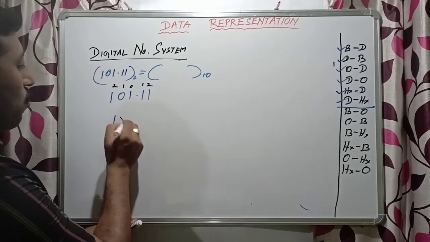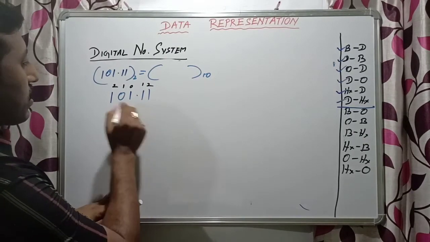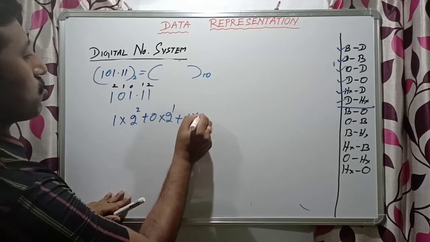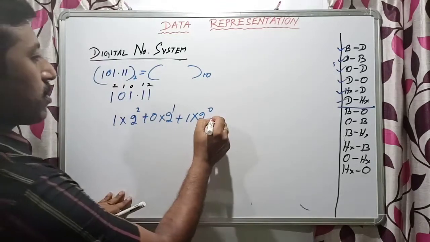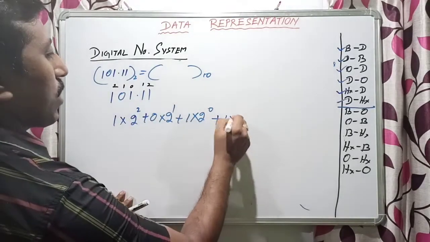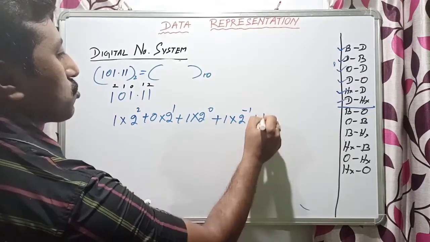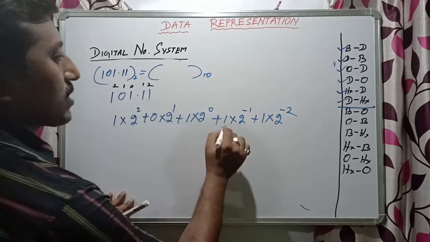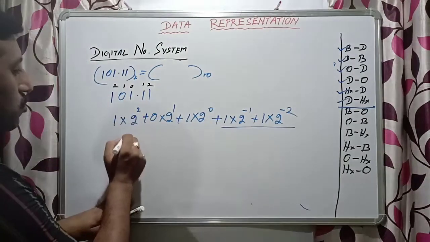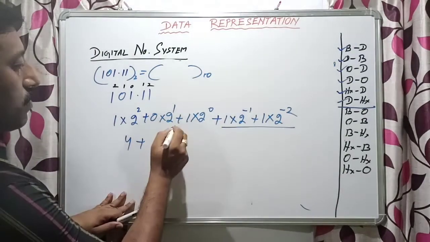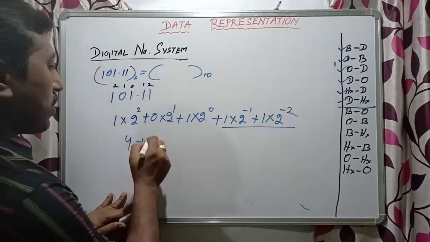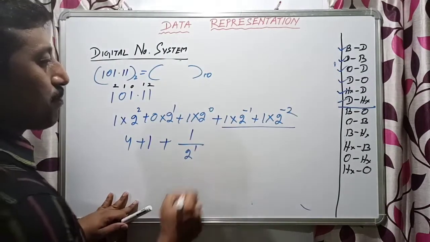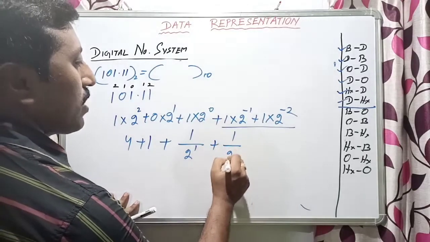Then how to write this one? First you write 1 into 2 to the power 2, plus 0 into 2 to the power 1, plus 1 into 2 to the power 0. Plus 1 into 2 to the power minus 1, plus 1 into 2 to the power minus 2. This is the decimal part. So 1 into 2 squared is 4, plus 0, plus 1 into 2 to the power 0, which is 1. Plus 1 by 2 to the power 1, and plus 1 by 2 to the power 2.